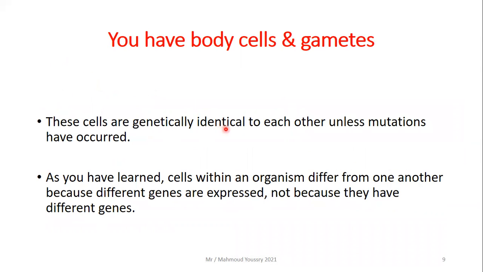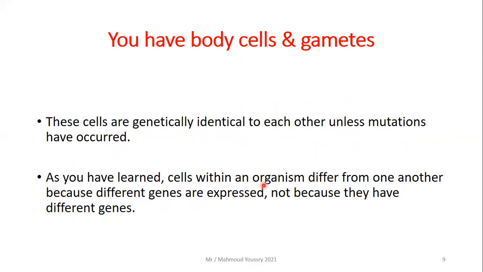These cells are genetically identical to each other unless mutations have occurred. So the cells of the body are genetically identical. They have the same number of chromosomes unless mutations have occurred. These are changes due to the environment.